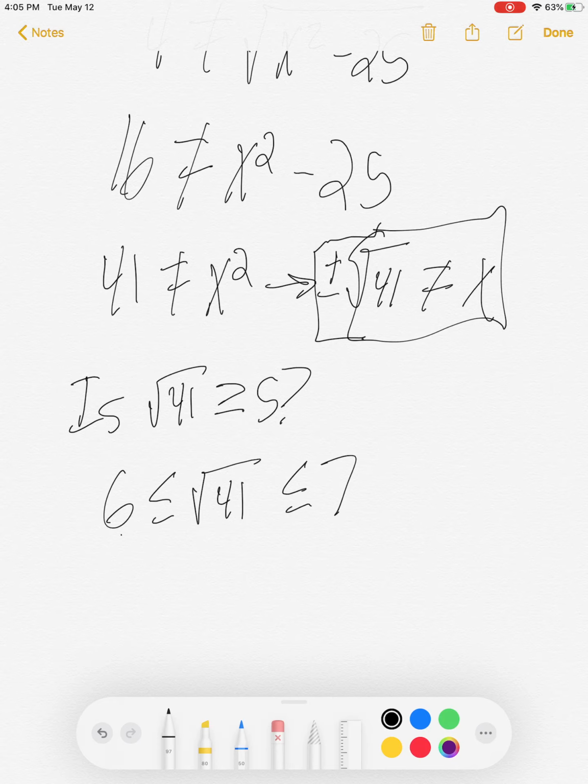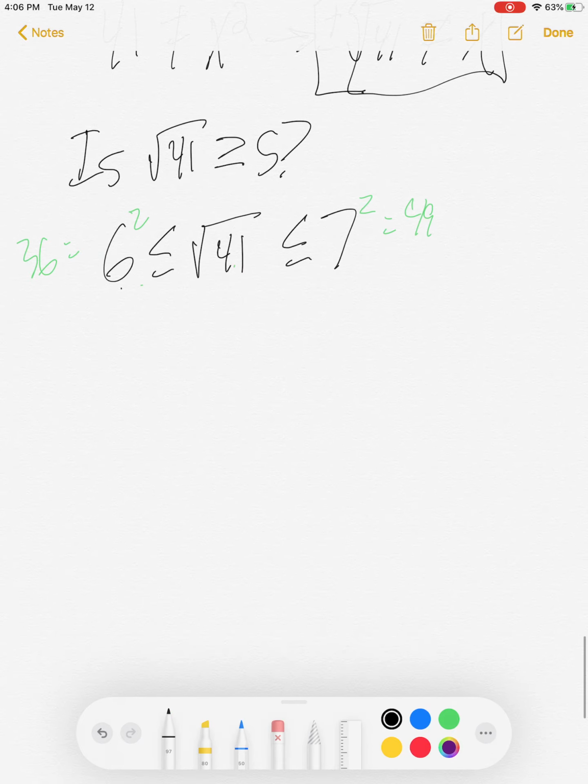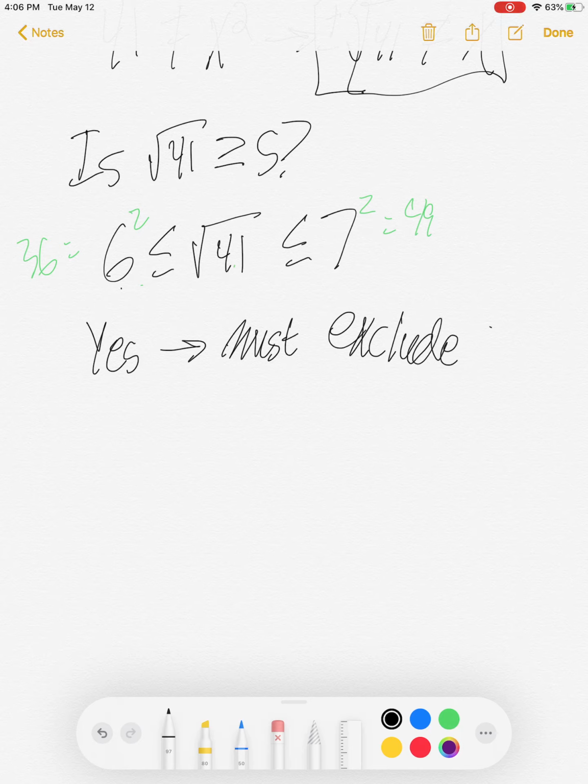How do I know this? Well, 6 squared is 36, and 7 squared equals 49. So therefore, the square root of 41 must be somewhere between these two. So what does this mean? Yes, to my question, which means that we must exclude plus or minus root 41 from the domain.